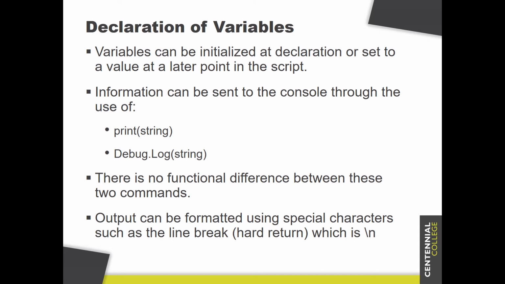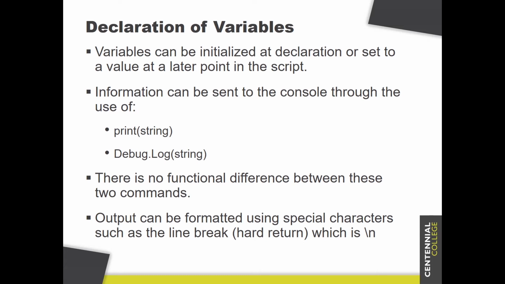Information can be sent to the console through the use of either print or debug log. This is going to become important later on, and I have to talk about this now just so that we can see the output of the scripts that we're going to write in the practical example. Print and debug log will both send information to the console tab of Unity. So let's say we wanted to see mynum and what it equals at any particular time. We could say print mynum, and it would actually print out the value of mynum.